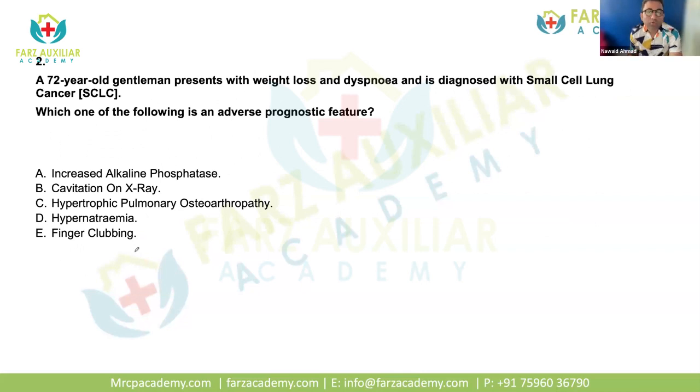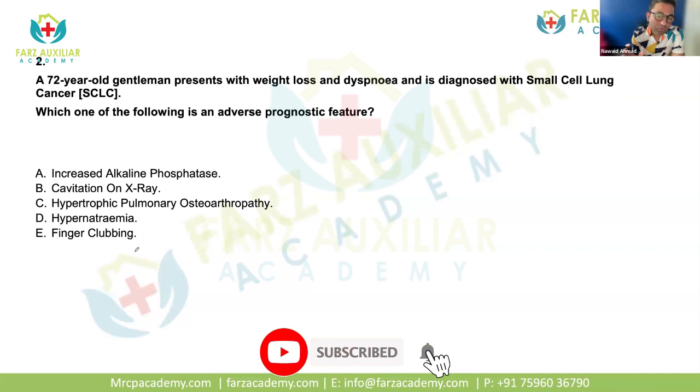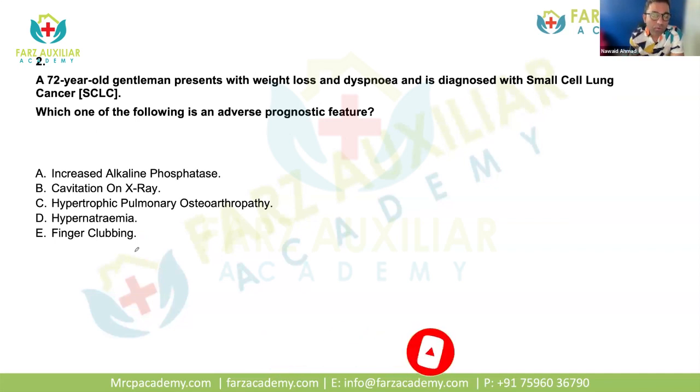So the second question is about small cell lung cancer. As I said, for your exams, you don't need to know everything about small cell lung cancer. The topics that are quite popular are the paraneoplastic features of lung cancers. So you probably just need to know that. This is another question where you either know the answer or you don't. This is a small cell lung cancer. Which one of these is an adverse prognostic feature?